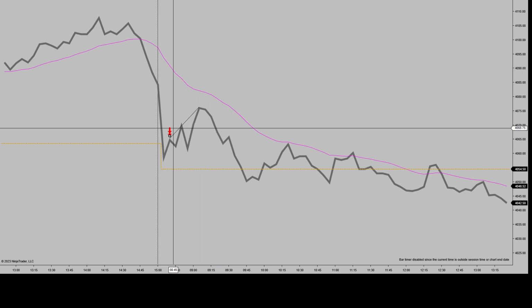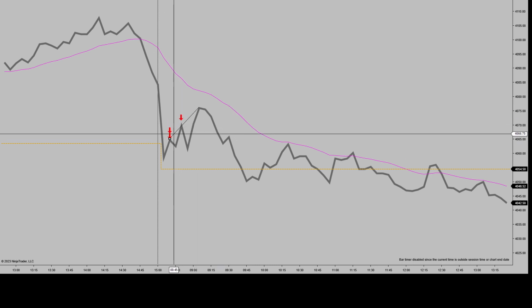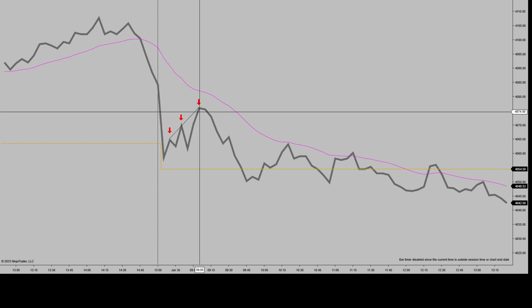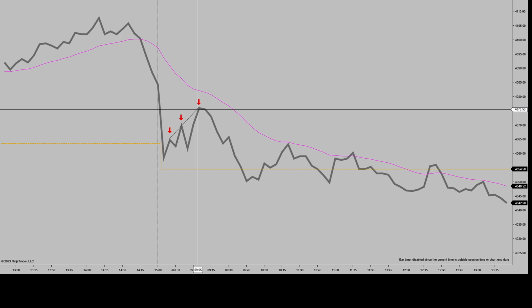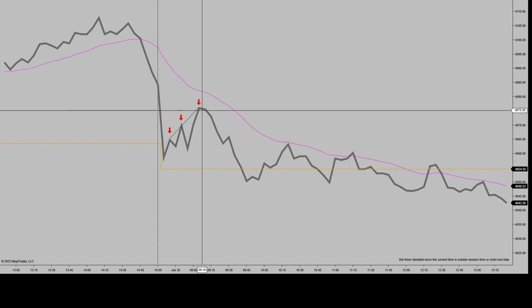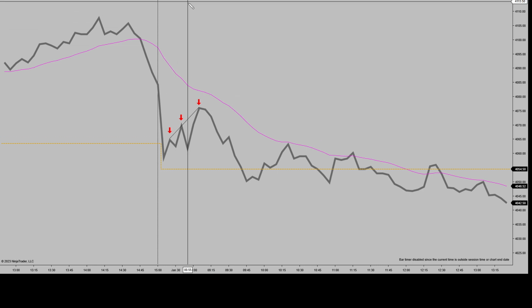Let me make this easier. We have 1, 2, and 3. So really, after this movement, if you didn't know too much, you could have just taken this short right here and kind of YOLO'd it, which is what I did. But you also can see it on the way down.